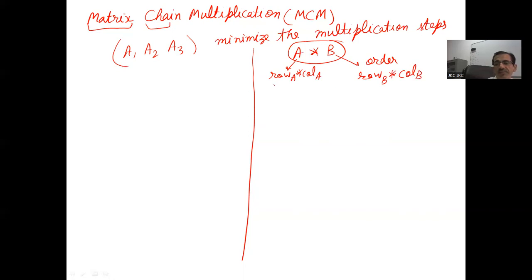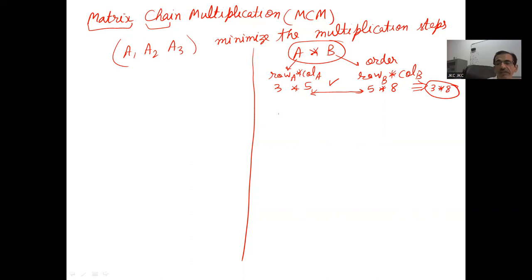For example, if it is 3 into 5, then this will be something like 5 into 8 or anything, but these two will be the same. Only then is matrix multiplication allowed. If these are allowed, how many multiplication steps, or what is the time complexity to multiply? That indirectly tells the multiplication steps: how many multiplications will take place? This multiplication is going to lead to a new matrix of size 3 into 8.